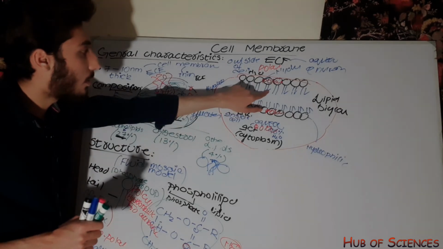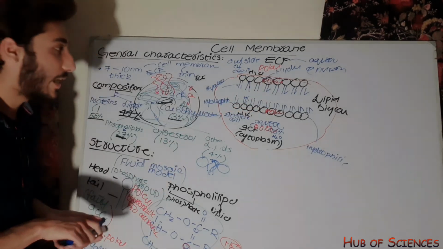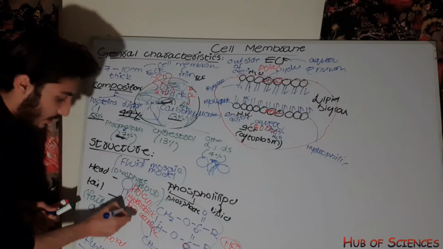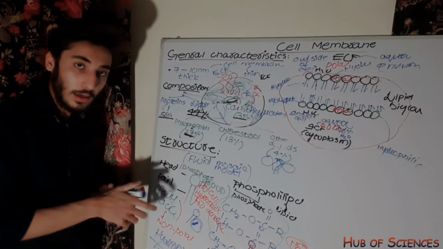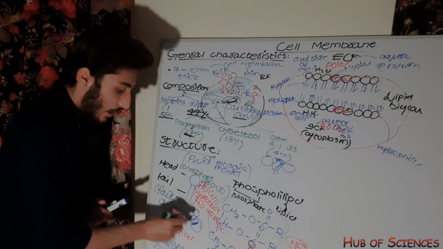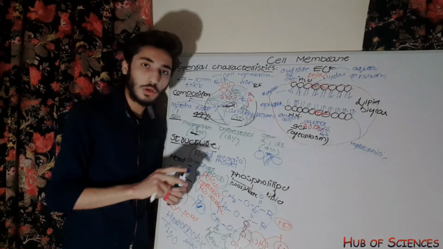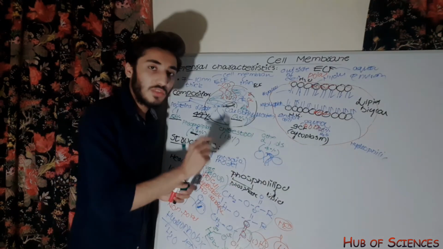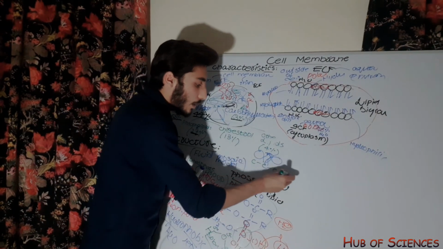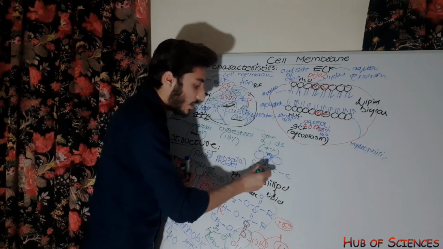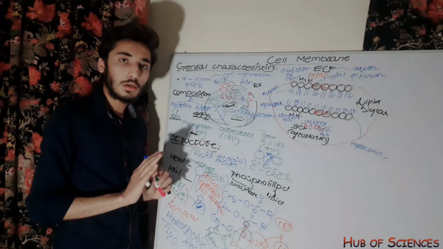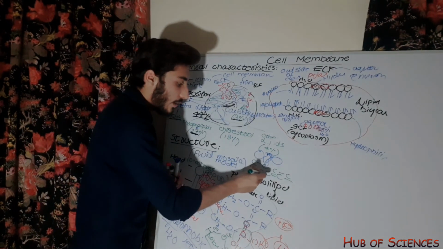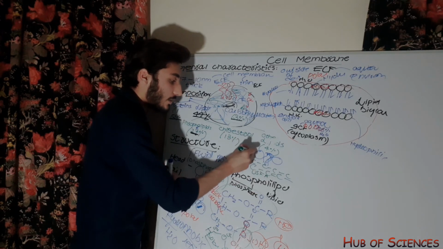Oh sorry, I forgot about this tail. What does this tail mean? This extended portion towards this side. As I told you, the tails are composed of fatty acids. Fatty acids are of two types: saturated fatty acid and unsaturated fatty acid. If there is a saturated fatty acid, it is carbon carbon carbon, there is no double bond. If there is an unsaturated fatty acid, there will be one or more double bonds. So these are the unsaturated fatty acids, these are the saturated fatty acids.